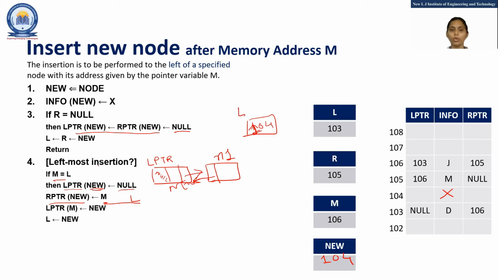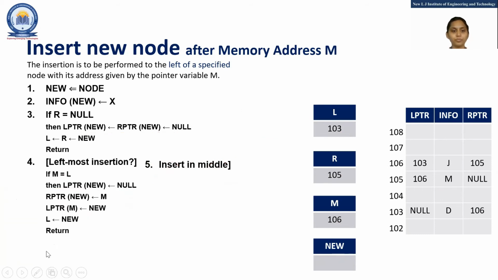But in our case, we don't want to insert at leftmost because our M and L are not the same. You can see L is 103 and M is 106. So what you require is the fifth step. What is the fifth step? The fifth step says you need to update your, here you have your X, here is 104. So your left pointer should be pointed by what? It is going to be pointed by M's left pointer. M is 106, so 106 has the left pointer 103. So you should write here 103.